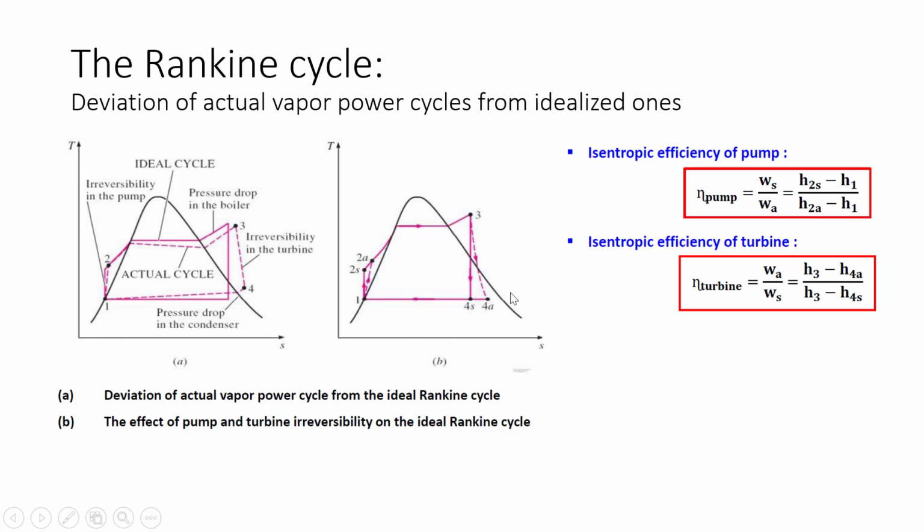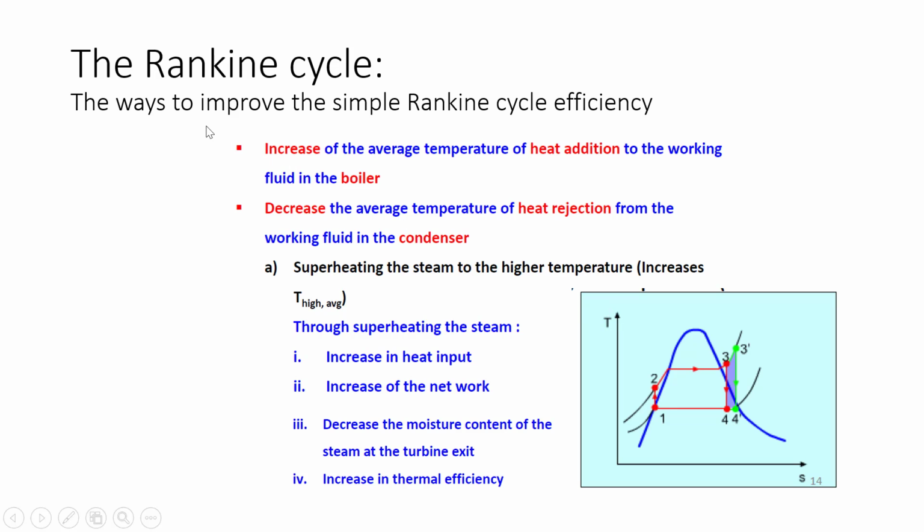H3 minus H4A over H3 minus H4S. Okay, H4S. So itulah kita tengok cari efisiensi untuk pump dan juga turbine. Okay, the way to improve the Rankine cycle efficiency. Okay, macam mana kita nak improve Rankine cycle efficiency supaya yang actual dapat lebih kurang dengan yang ideal.